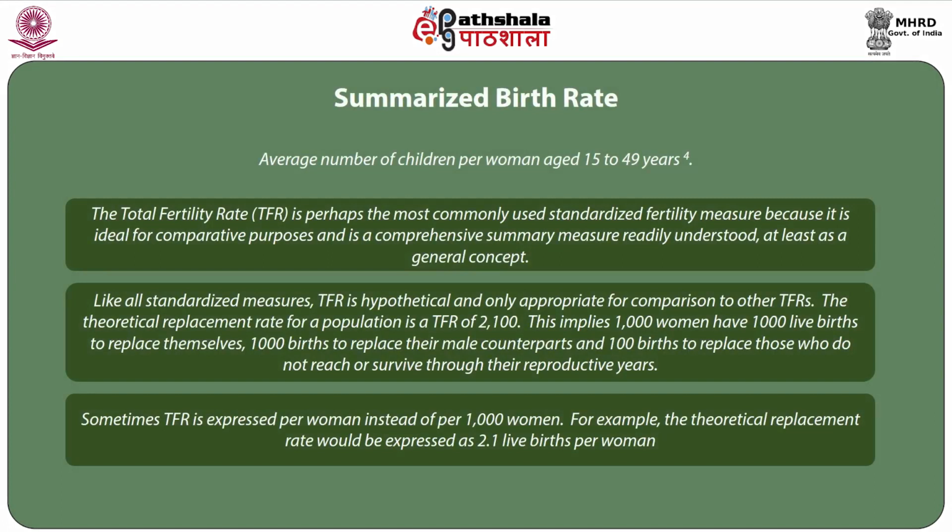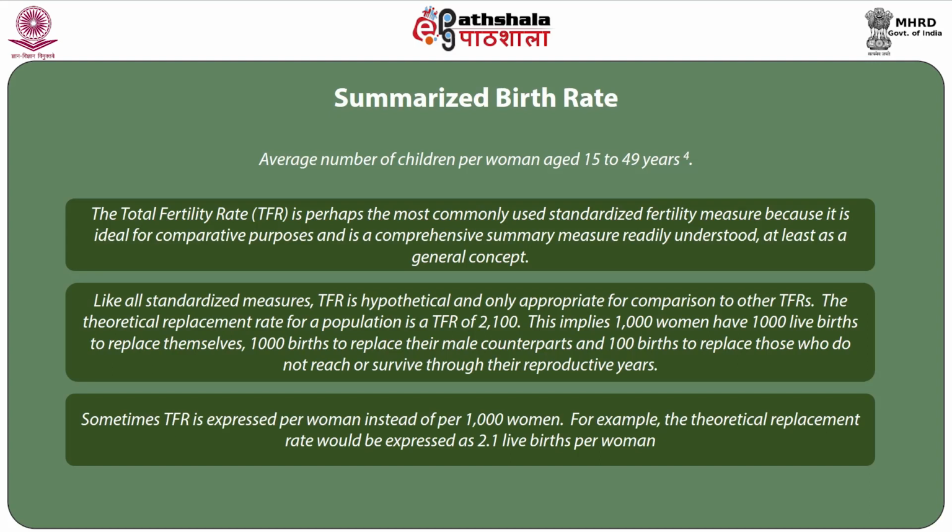Also, let's focus on the summarized birth rate, that is the average number of children per woman aged 15 to 49 years. The total fertility rate, that is TFR, is perhaps the most commonly used standardized fertility measure because it is ideal for comparative purposes and is a comprehensive summary measure readily understood, at least as a general concept. Like all standardized measures, TFR is hypothetical and only appropriate for comparison to other TFRs.